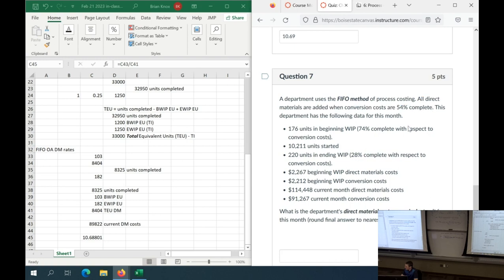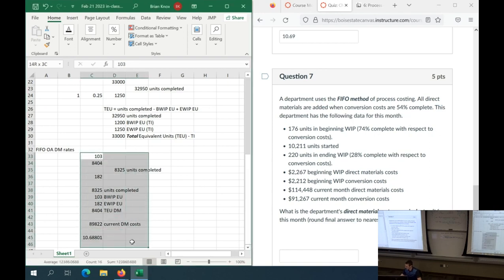All right, so by rule, I can peek down here already and say we're past the threshold with our beginning WIP units, these 176. So they've had all their direct materials added. Their percent complete is 100%. But if I look down at ending WIP, that 28% has not crossed the threshold yet. So it has 0% complete with respect to direct materials, those ending WIP units. Okay, let's keep going. This department has the following data for the month, and then I can start building a little T account.